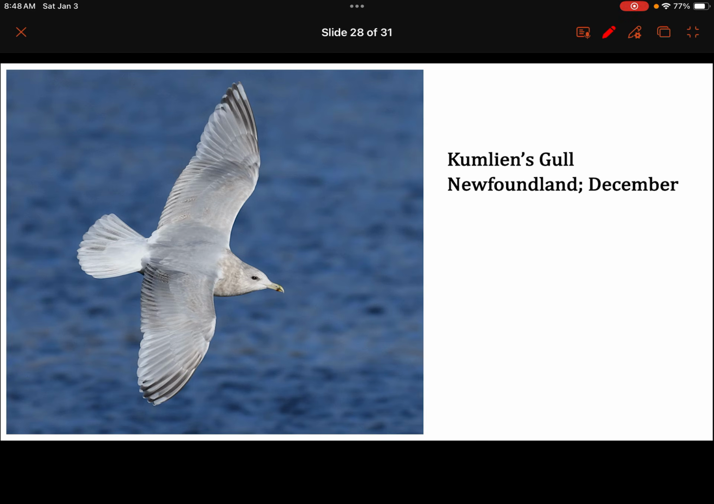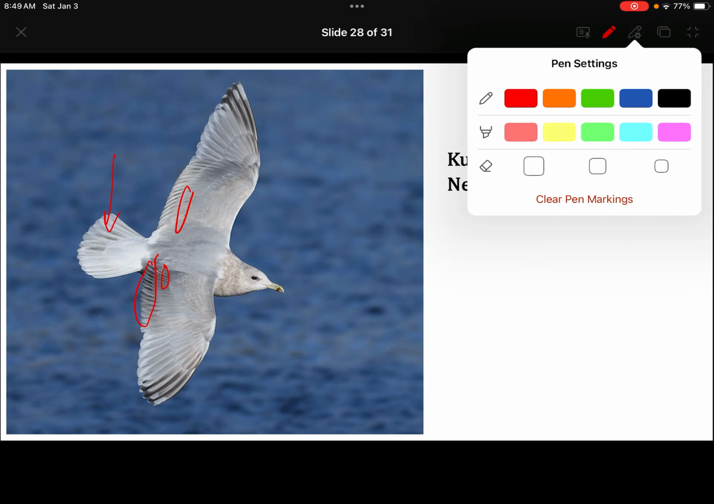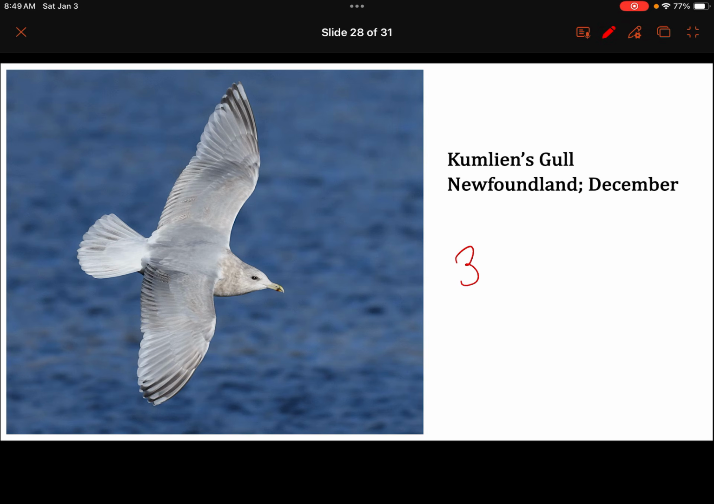Iceland gull, Newfoundland, in December. The bill pattern is interesting. A lot of marbling on the tail. A lot of pigment on the secondaries and even the inner greater coverts here. I think it is perfectly fine to call this just a straight up third cycle.